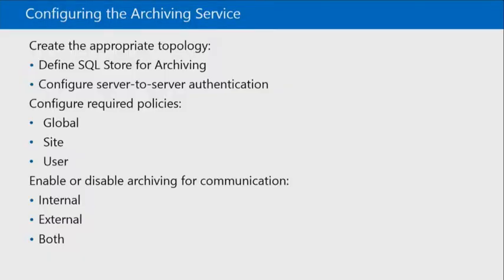Okay? Configuring the archiving service. Again, we have to decide, is this going to be a SQL store for archiving? Are we doing the SQL backend, or are we going to do Exchange? If we're doing Exchange, we have OAuth we have to configure and work with, the server-to-server authentication. We have to figure out, is it a global, site, or user level? And then we have to decide, are we doing internal, external, or both? What kind of communications are we interested in? And all of this should be driven, again, from the business requirement of archiving. It shouldn't really be something that we have to kind of guess at when we go to implement this. It should be very clear and straightforward. These are my requirements. This is how I implement it.